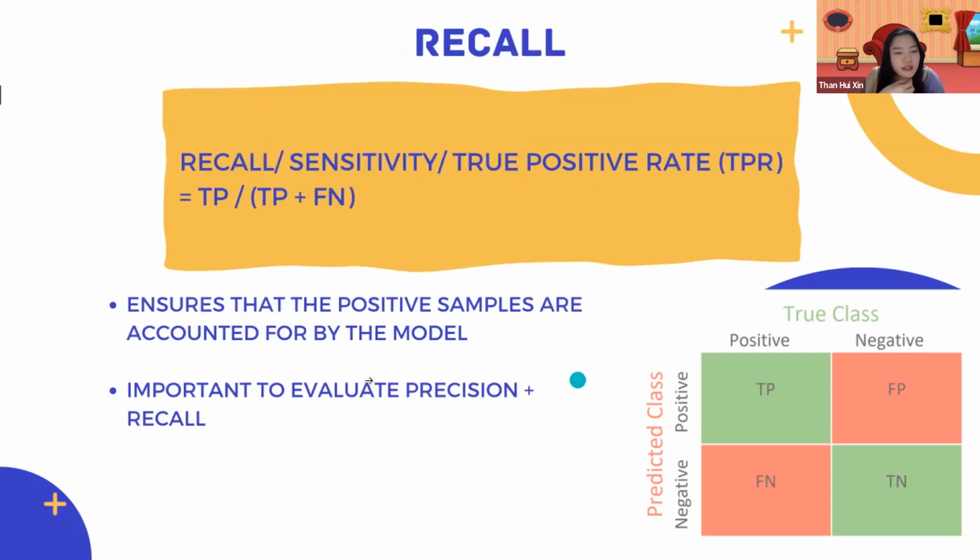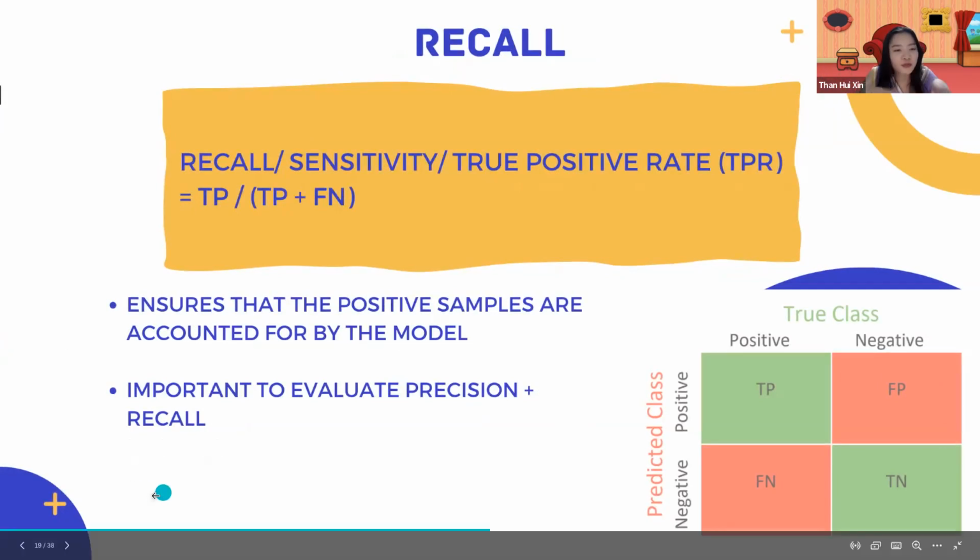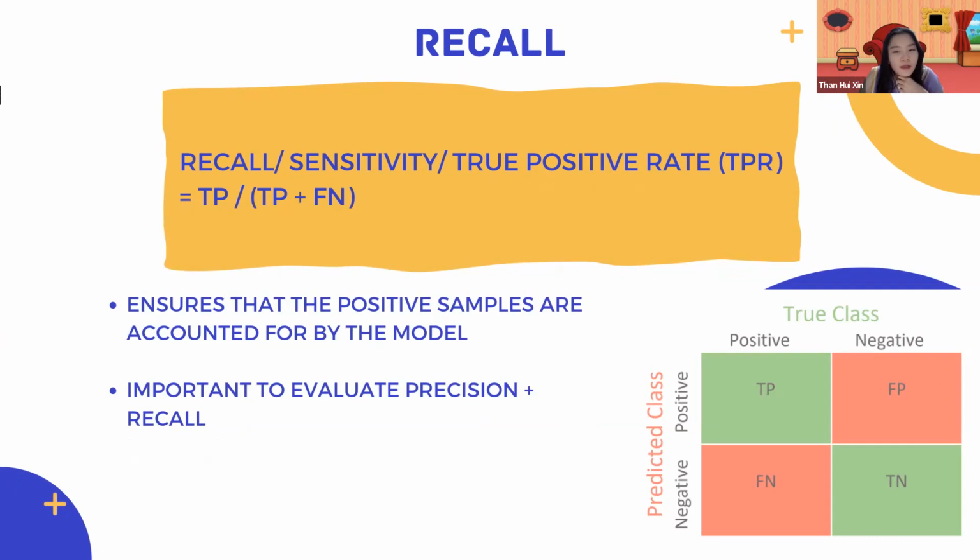Okay, so in the next situation, we have recall. Recall is also known as sensitivity, also known as true positive rate. So it's basically your true positive divided by the sum of the true positive plus false negative. So this ensures that all your positive samples are accounted for by the model. This is kind of similar to precision, just that it chooses to prioritize a different goal. So we're prioritizing things that are actually positive. If they're positive, we want to ensure that they're actually predicted as positive, right? We don't want to predict someone with that disease as negative when they actually have it.